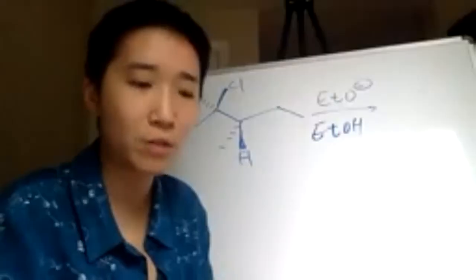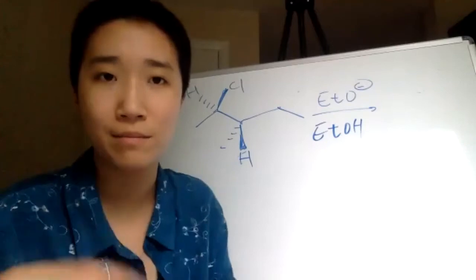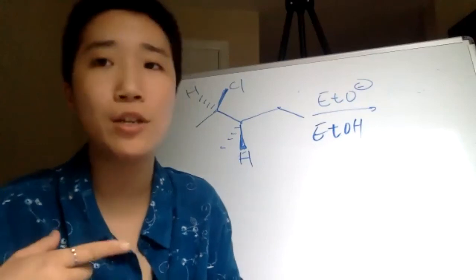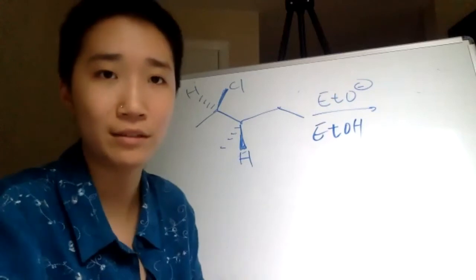Decent base. Okay, so let's remember what bases do. Bases take protons. That's basically what they do. And we try to determine the basicity of something. Basically, we imagine its conjugate acid and determine if it's a strong acid. So what's its conjugate acid? The EtOH, which is ethanol.